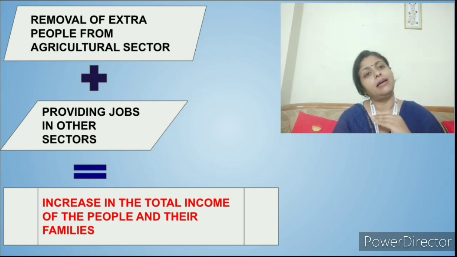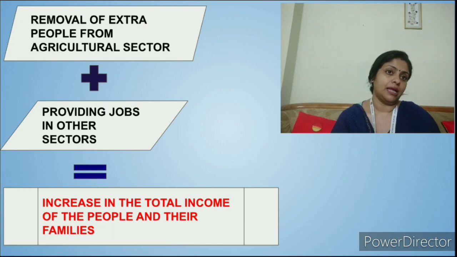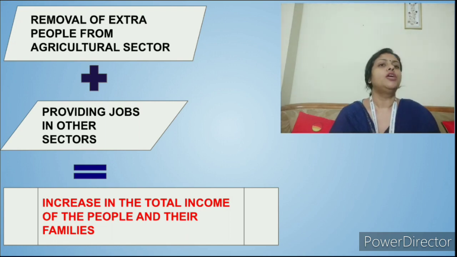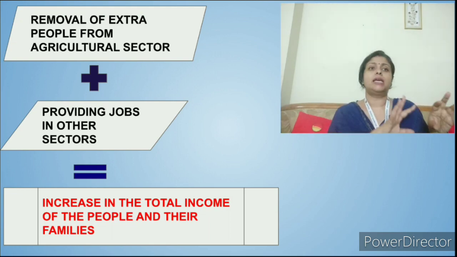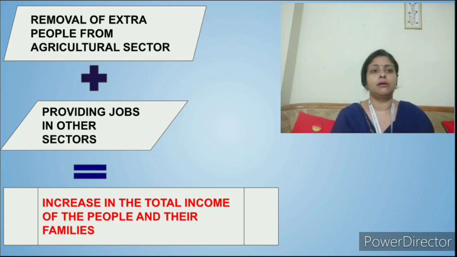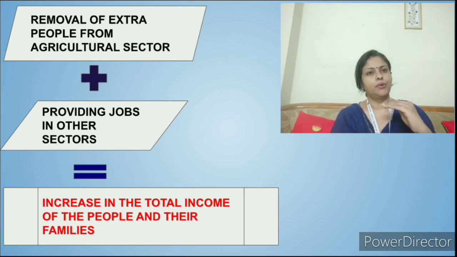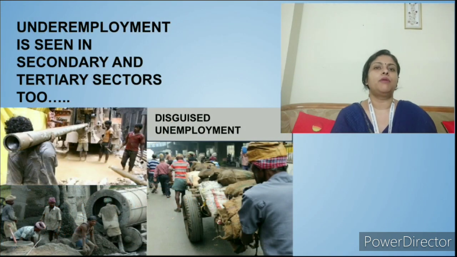We will see that the income of the family has seen a rise. So this is how you solve the problem of underemployment, wherein you reduce the number of people working in a plot of land or working in the primary sector and engage them in some other sector, or in the primary sector only in some other particular jobs, and then you will see that the income of the family goes up.